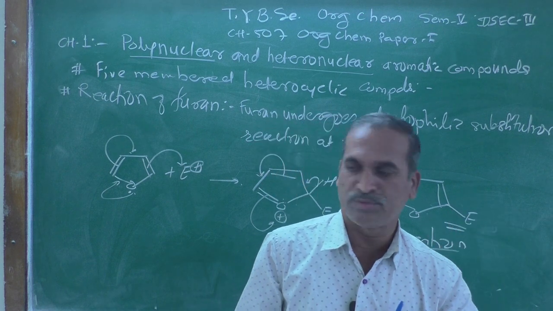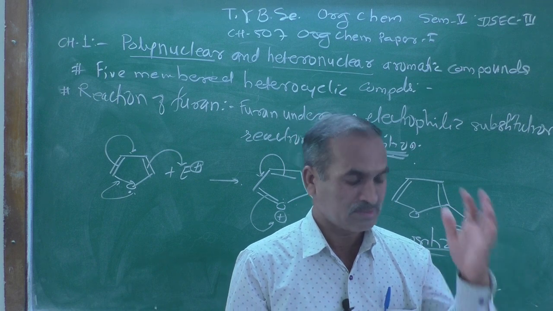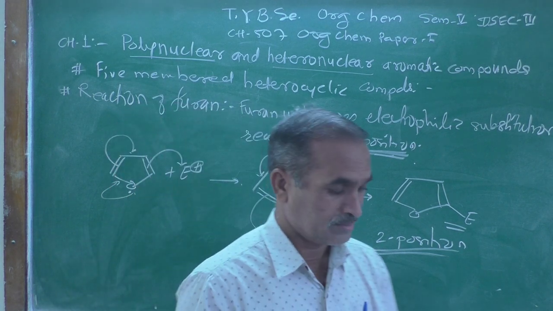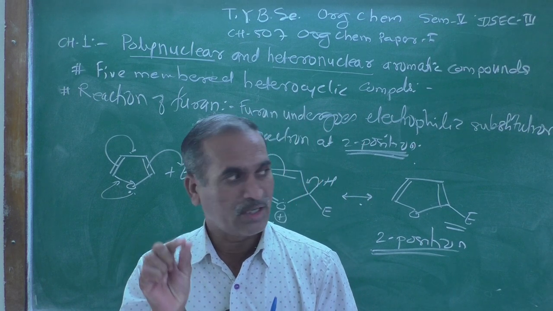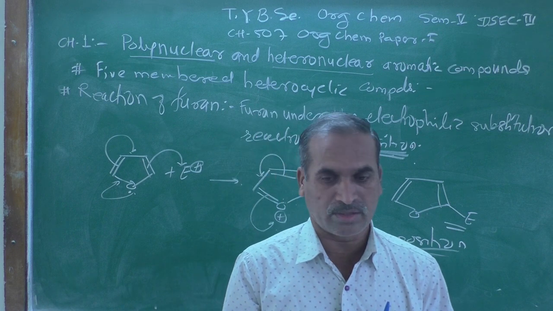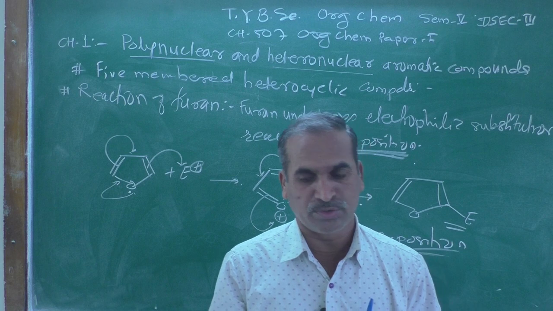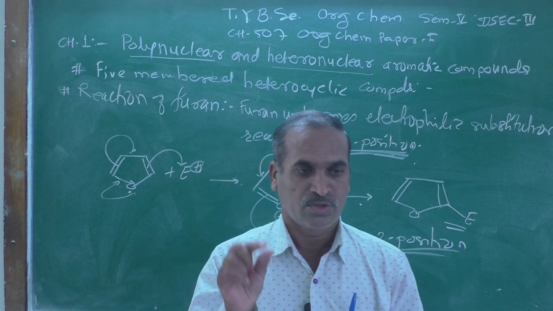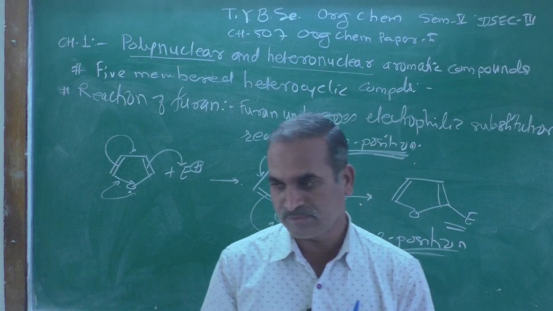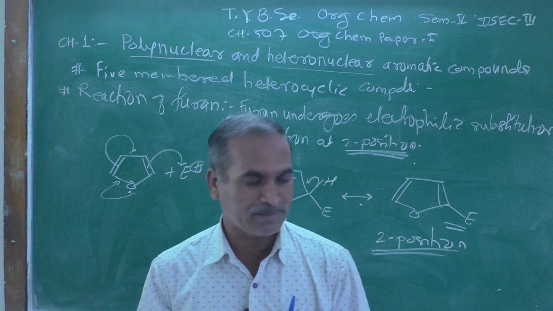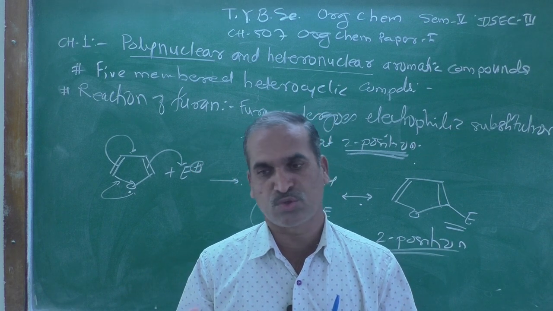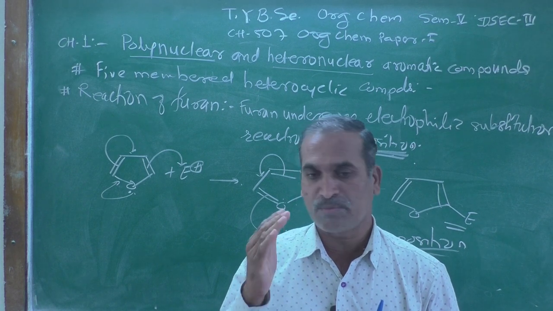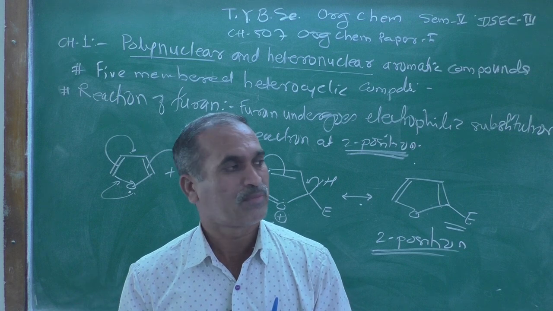The starting compound is taken as a 1,4-diketone, acetonyl acetone, which on heating with P2O5 undergoes a cyclization and gives 2,5-dimethylfuran. This synthesis was given by great scientists, and is also known as the Paal-Knorr synthesis of furan, or you can just say furan synthesis.